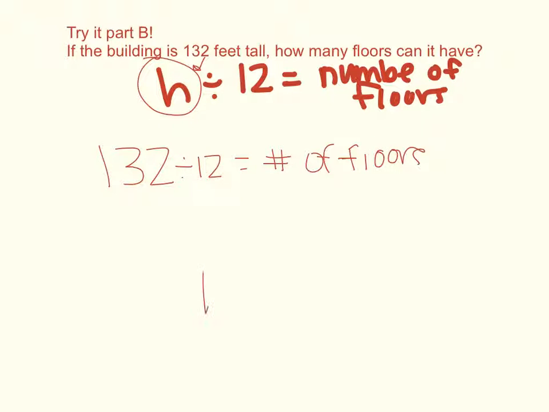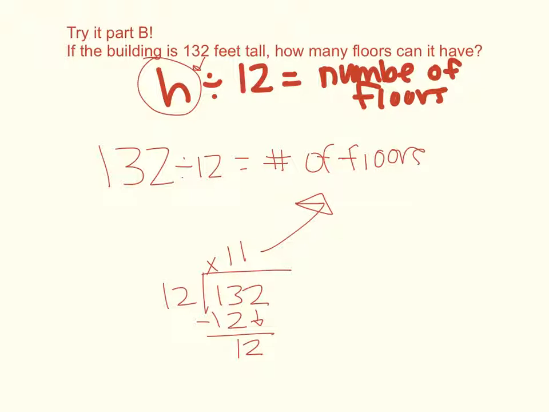So all I need to do is a quick division problem. 12 goes into 132 how many times? It doesn't go into 1. It goes into 13 one time. Bring down my 2. Goes into 12, 11 times. 11 floors. Meaning that if I was to build a 132-foot building with 12 feet floors, there would be a total of 11 floors. So you'd probably want an elevator in case you had to go to the top floor.